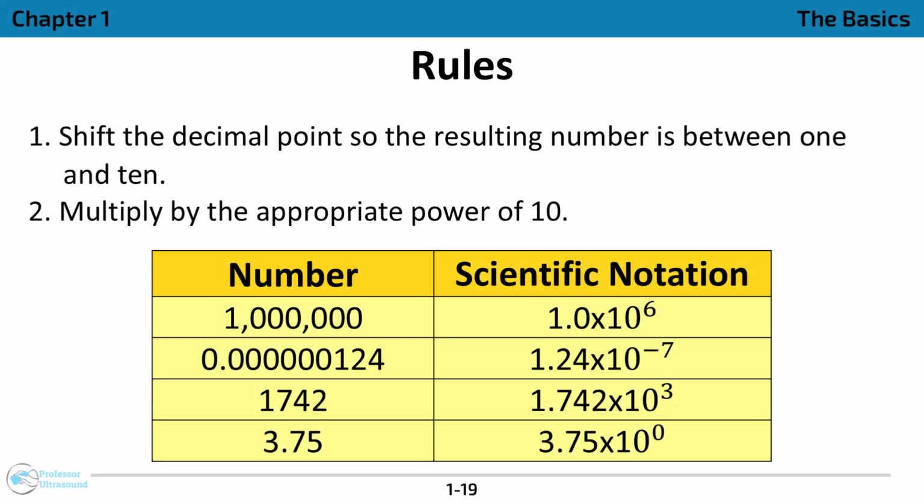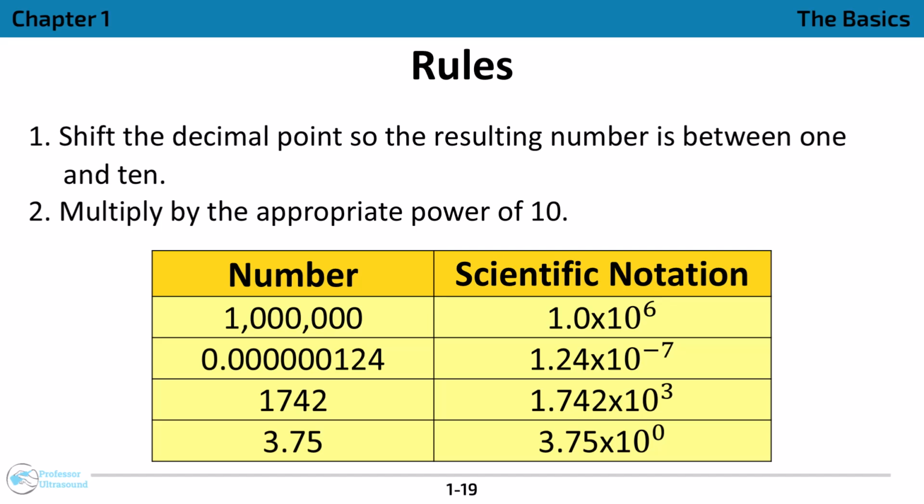Now, how do we represent these numbers using scientific notation? The process is easy. Move the decimal point until only one non-zero digit remains to its left, and the resulting number is between 1 and 10. Then count how many places you moved it. That number becomes the exponent.